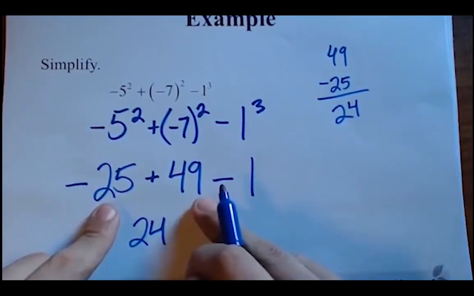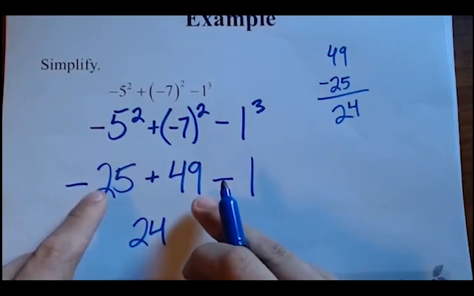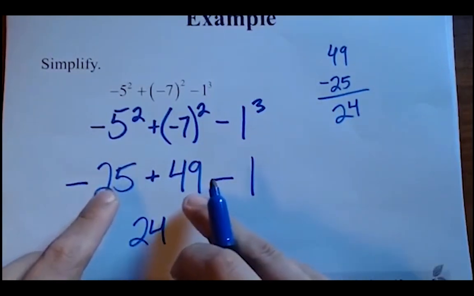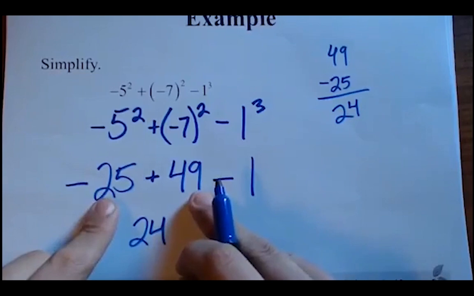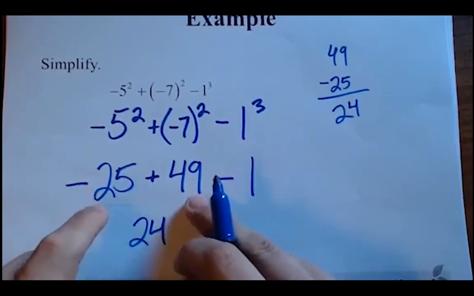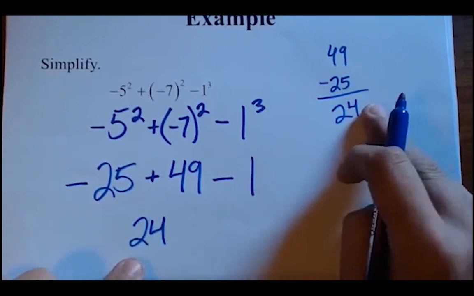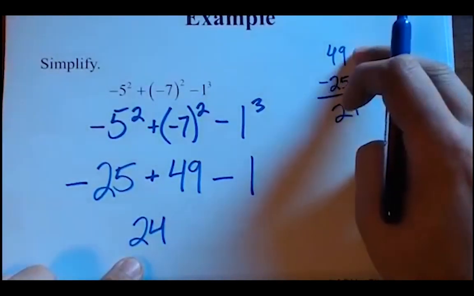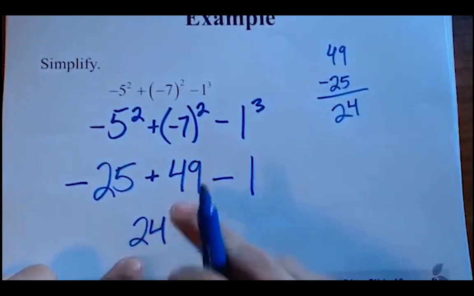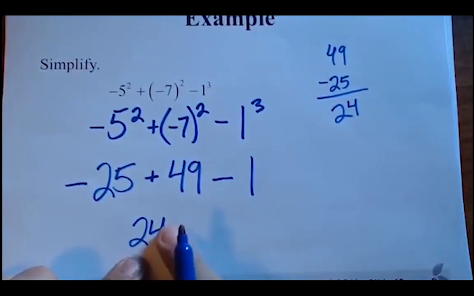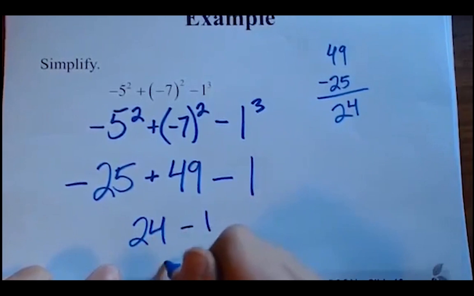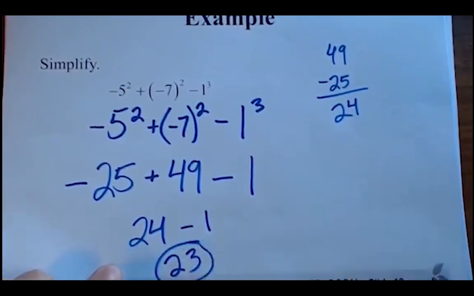We're adding 2 numbers with different signs. The absolute values are 49 and 25, which gives us the 24. The larger absolute value was 49. 49 came from a positive number, which is why it's positive 24. Minus 1 gives us an answer of 23.